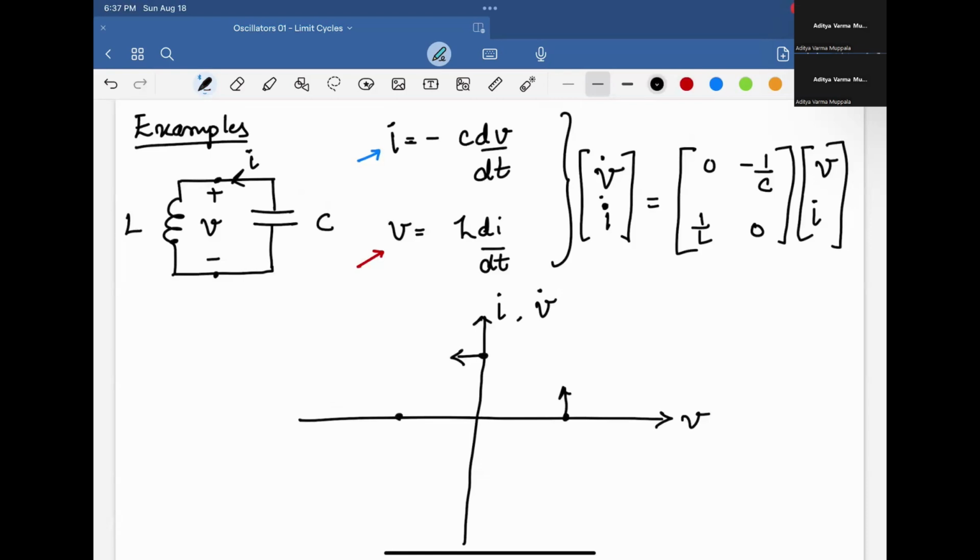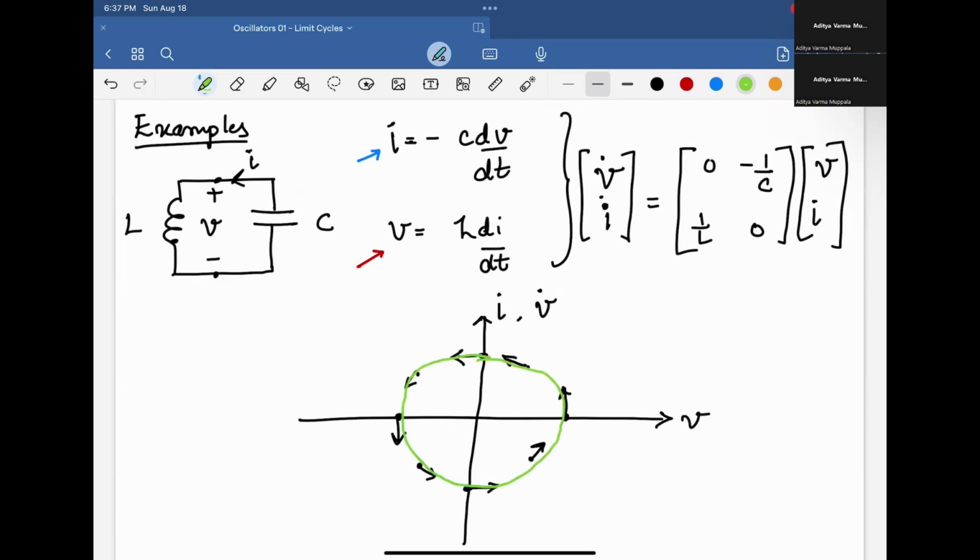If you pick this point, then of course it has to go down. And if you pick this point, same way you can show it has to go this way. And you can do the same thing even for points like this. And you can show that these points would move like this. And if you plot it for many points, you'll see that this trajectory is that of a circle.